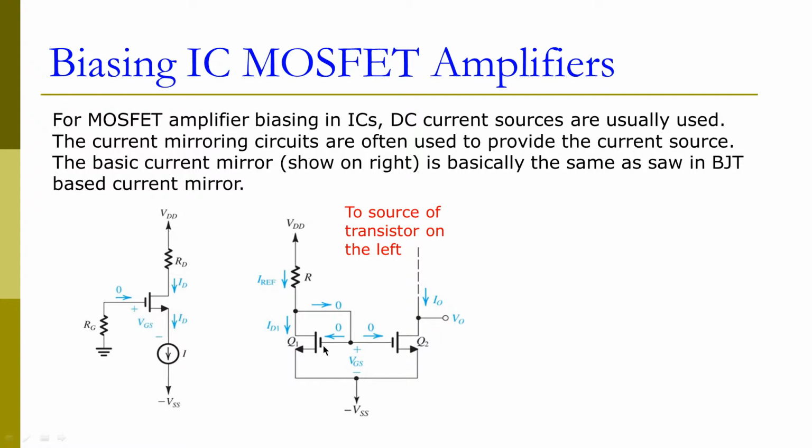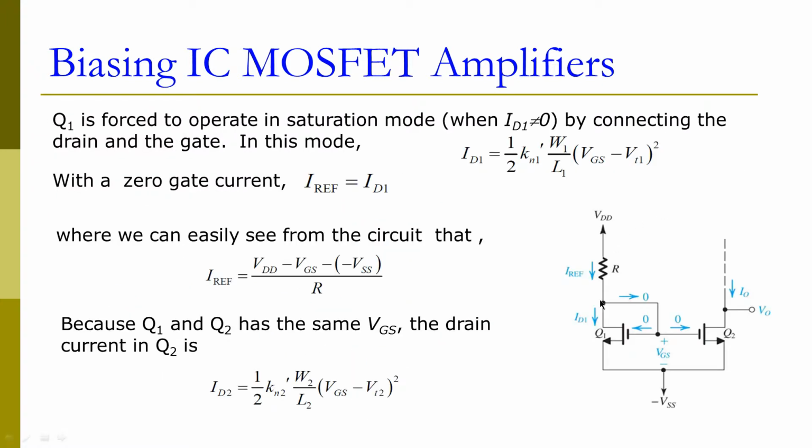Both gates are connected to the drain of one of the transistors. In this pair of transistors, Q1 is actually forced to operate in saturation mode because the drain and the gate are connected.